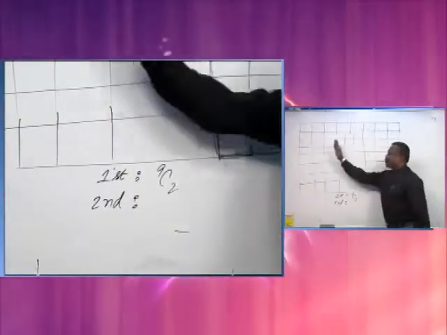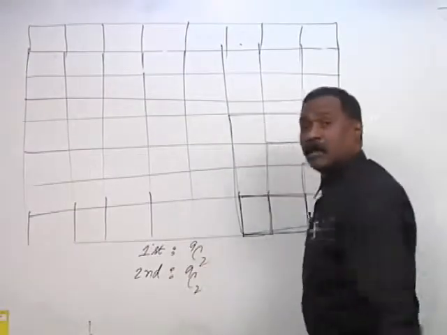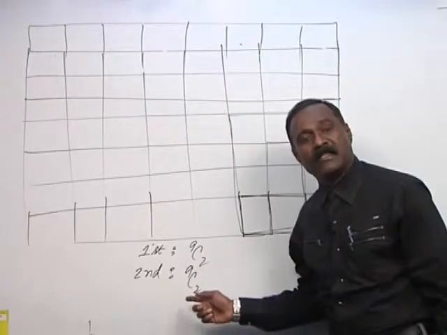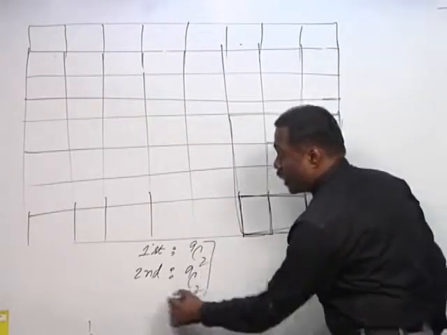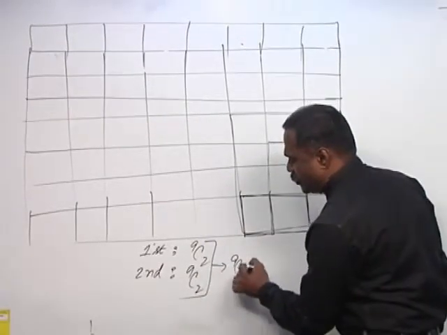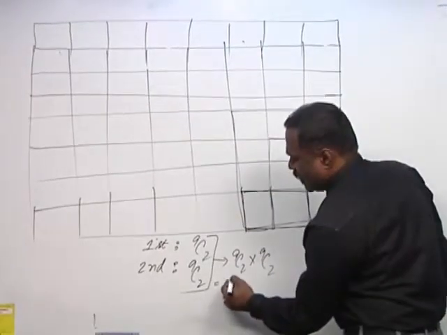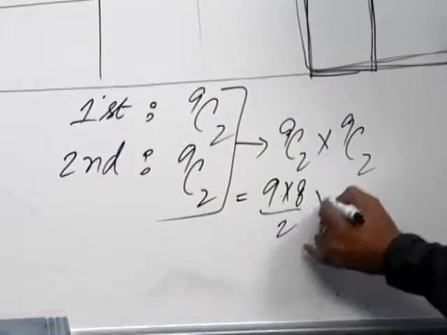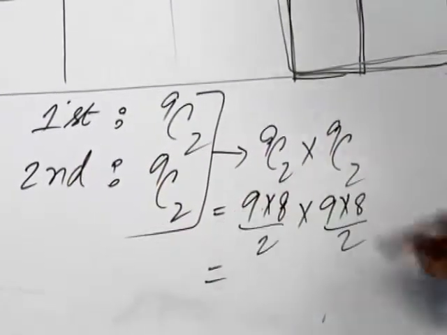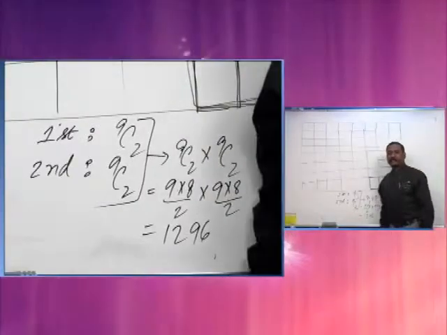Second operation: from the vertical lines also, you can choose 2 lines in how many different ways? 9C2 different ways. So the first operation can be performed in 9C2 different ways, and the second operation in 9C2 different ways. These 2 operations, one after the other or simultaneously, can be performed in 9C2 into 9C2 different ways. What is 9C2? 9 into 8 upon 2, which is 36. So 36 into 36, which is 1296.